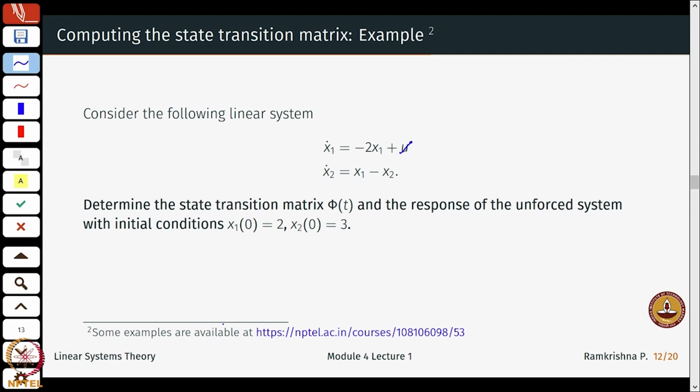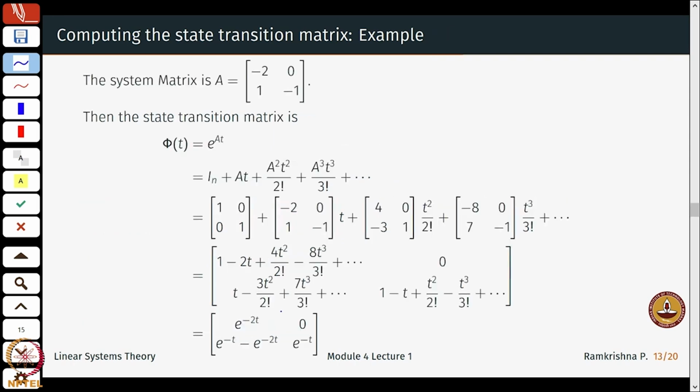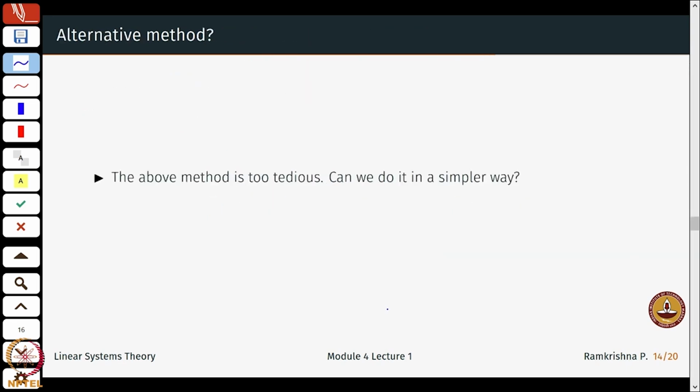I have given two differential equations with certain initial conditions. The system matrix is like this, and I just expand it in powers of A and do all the complex math, and I can conclude that this is the solution, e power minus 2t, because this has the form of e power minus 2t, 0 here and so on and so forth. Now, do I really do this all the time? Given any matrix, should I expand it in powers of t and A and then try to get a solution? That might be a little tedious.